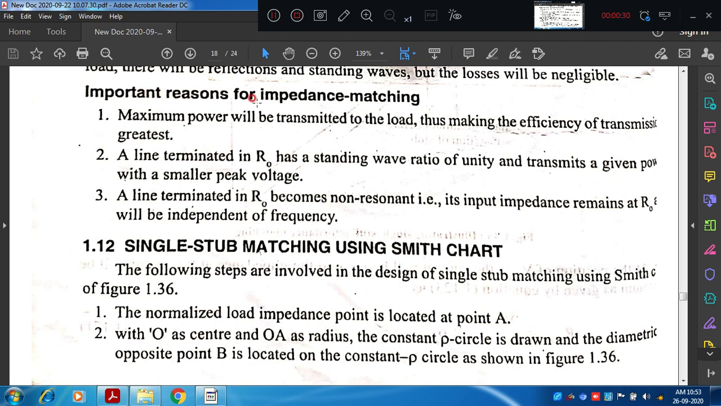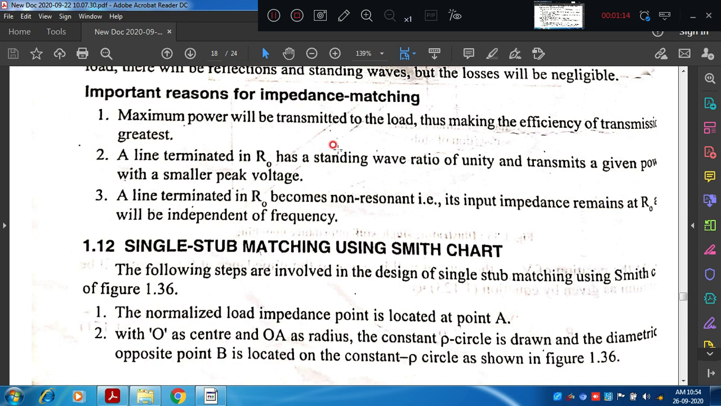Important reasons for impedance matching are: maximum power will be transmitted to the load, thus improving the efficiency of transmission. One more important reason is that a line terminated in R0 has a standing wave ratio of unity and transmits a given power with a smaller peak voltage. And a line terminated in R0 becomes non-resonant, that is, its input impedance remains at R0, independent of frequency. These are some reasons for impedance matching to get good transmission line performance, as well as no reflections at all.